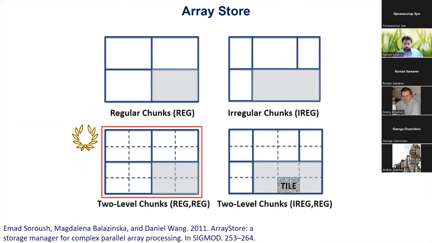ArrayStore investigated tiling techniques for clustering, slicing, and other workloads. They also use 2-level tiling strategies, both for regular and irregular. They conclude that 2-level regular tiling is best for the workloads they tested.